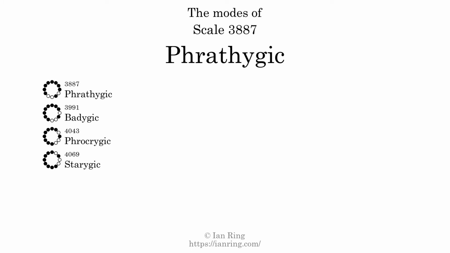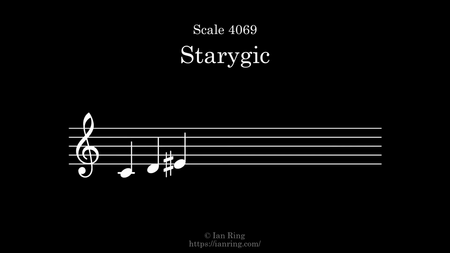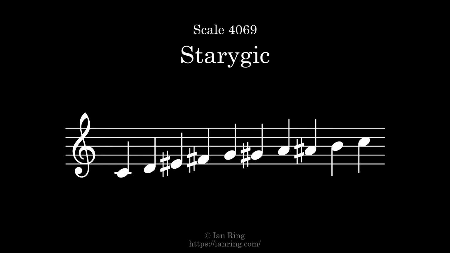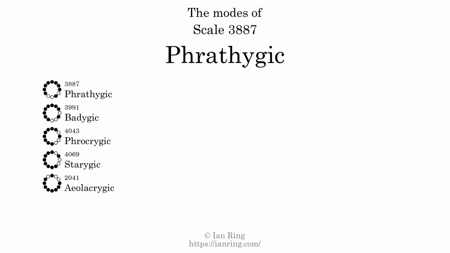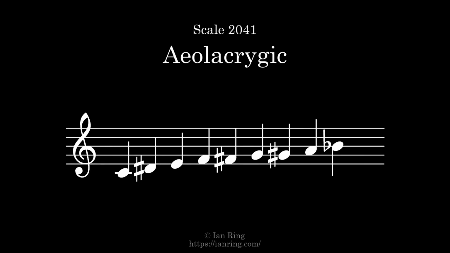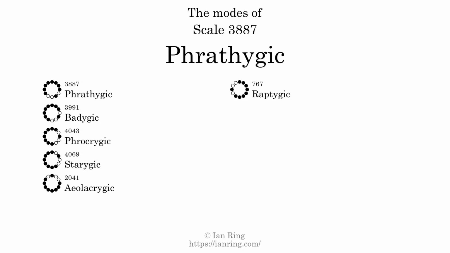The fourth mode is scale 4069, also known as Triads. It sounds like this. The fifth mode is scale 2041, also known as Rykridgic. It sounds like this. The sixth mode is scale 767, also known as Phrathygic. It sounds like this.